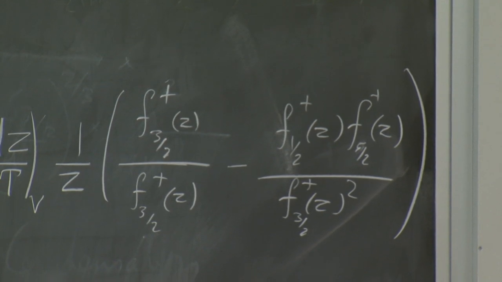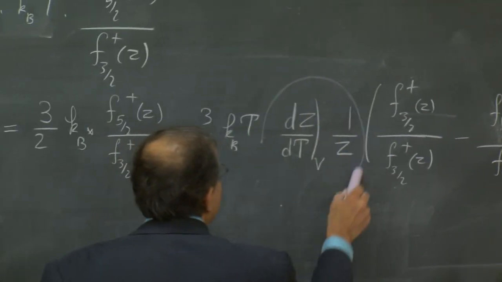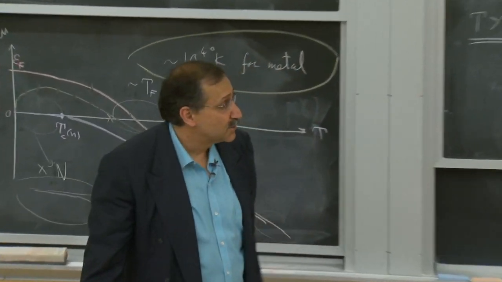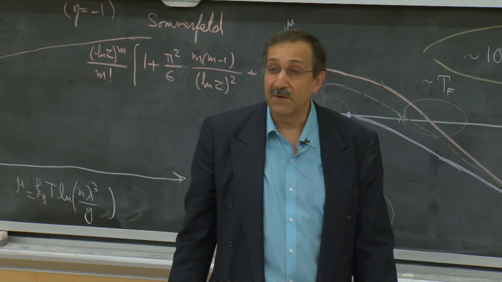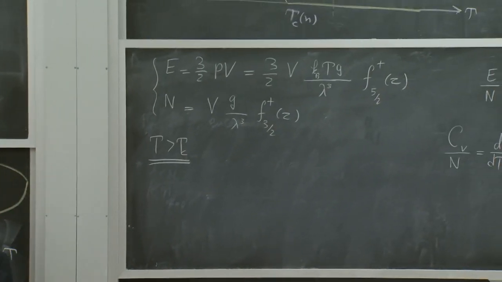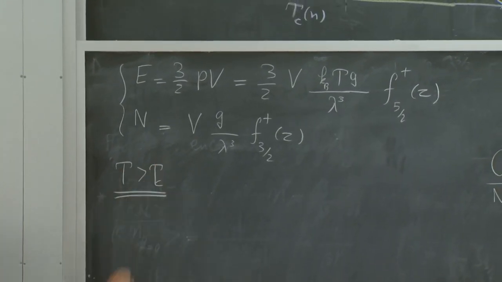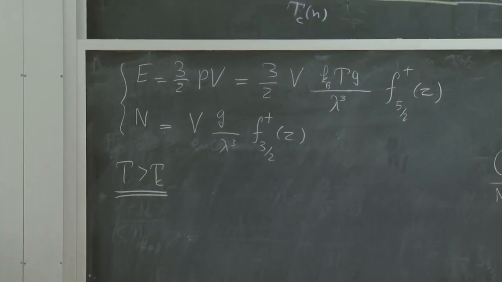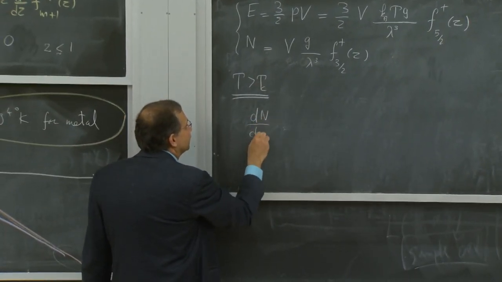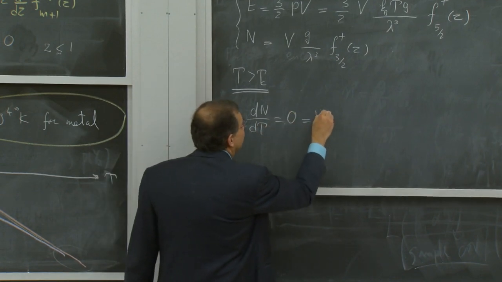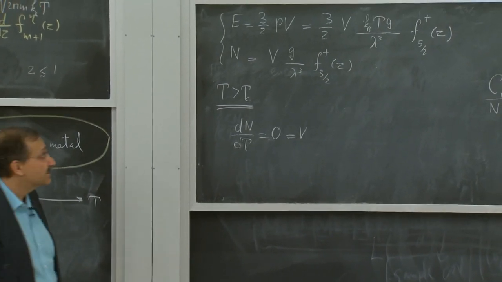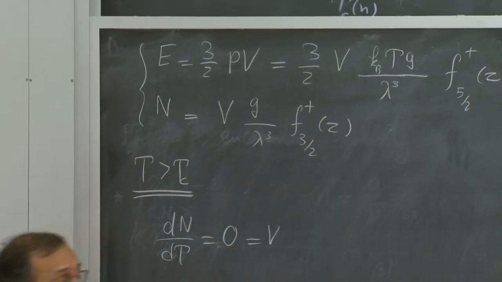So what you would need to evaluate in order to get an expression that is meaningful, and we can eliminate z's as much as possible, is what dz by dT is. Well, if this is our formula for the number of particles, and the number of particles or density is fixed, then we take a derivative with respect to temperature, and we get that dN by dT, which is 0, is V times the temperature derivative of this combination, g over lambda cubed f 3/2 plus of z.